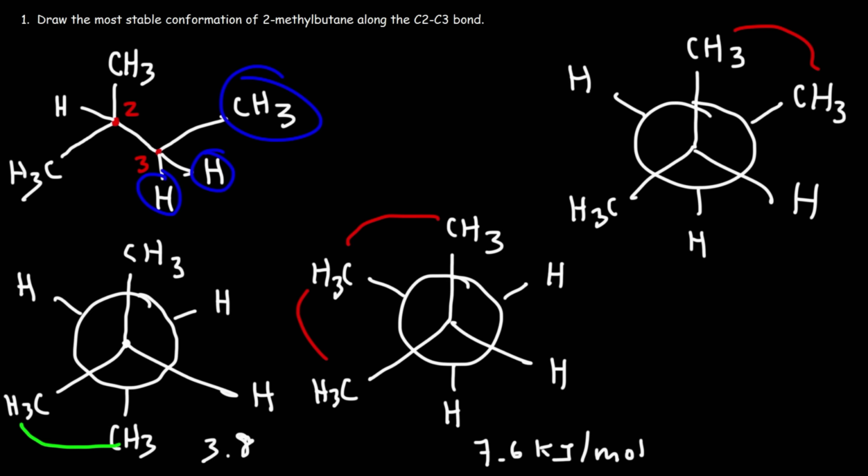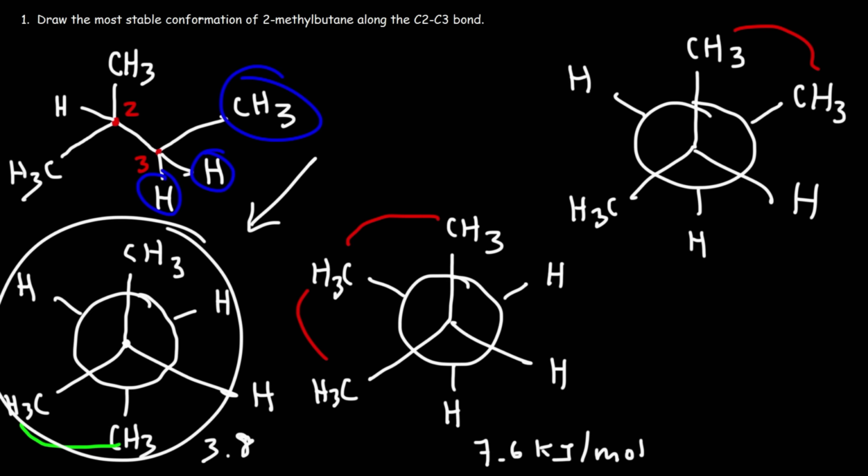We know that the eclipsed conformations will be less stable, so we're not going to draw them. The one that is the most stable is the one with the lowest potential energy. So therefore, this particular conformation of 2-methylbutane is the most stable. So this is our answer.